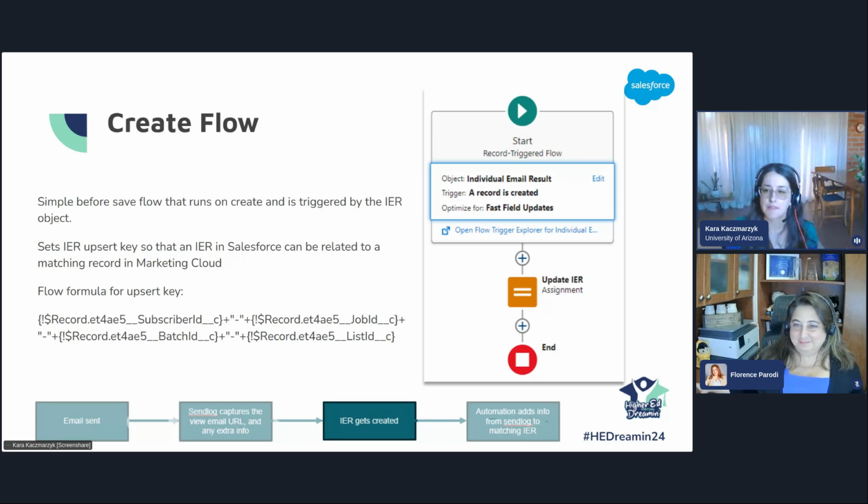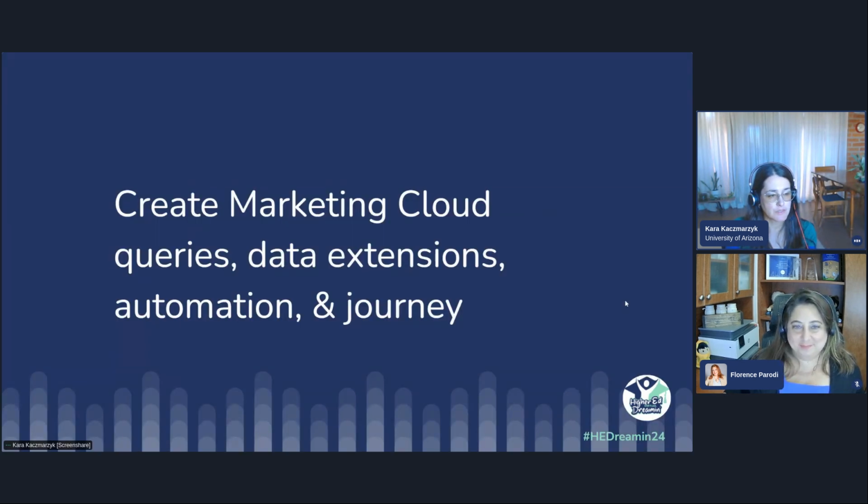So once you've done that Salesforce side of the setup, you'll go back into Marketing Cloud, set up a few more things, and then it'll be ready to run. On the Marketing Cloud side, we're essentially going to create a couple of SQL queries, create a couple of data extensions, and schedule those out in an automation that kicks off a journey to update Salesforce. Now, I do have links to sample queries at the end of this slideshow, so you can use those as a starting point if you'd like.